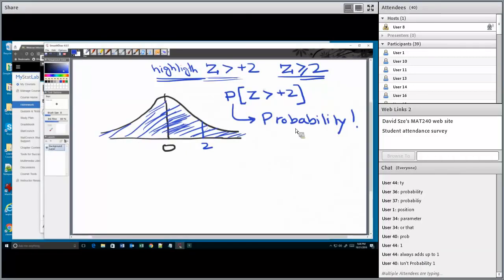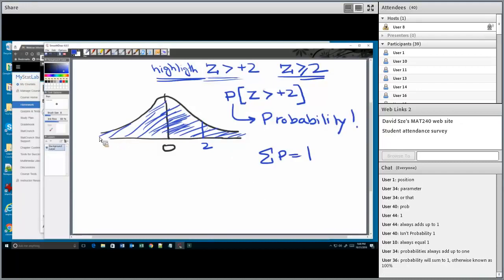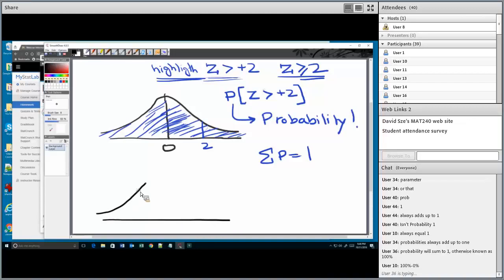Because probability should always sum to 1. Probability must always sum to 1. It cannot be more than 1, cannot be less than 0. So in other words, the entire area under the curve is going to be 1, 100%. Let me ask you one other trick question. We go back to the actual problem then. This is going to be a little bit of a trick question, but I think you'll all get it.